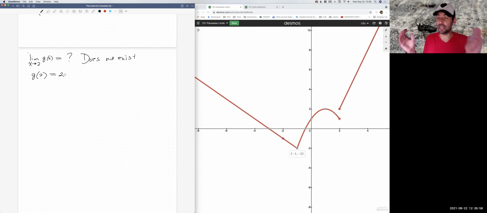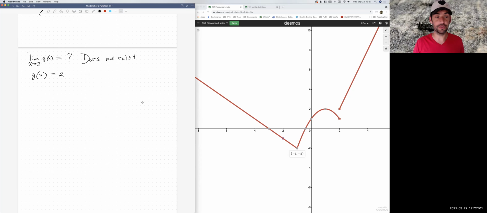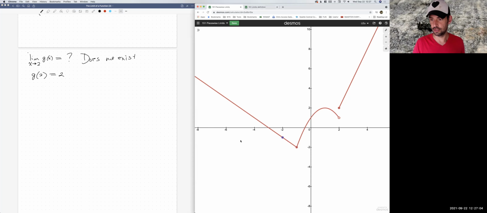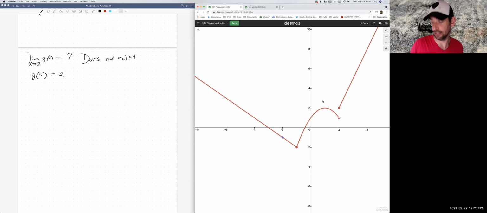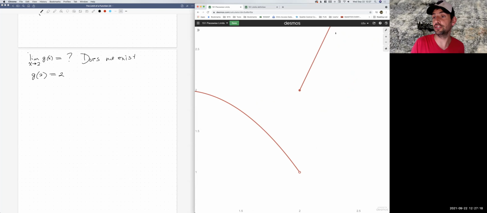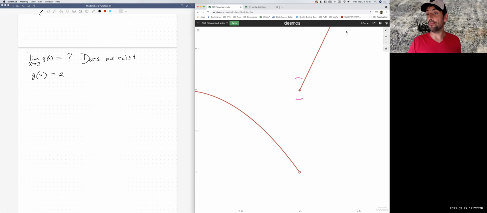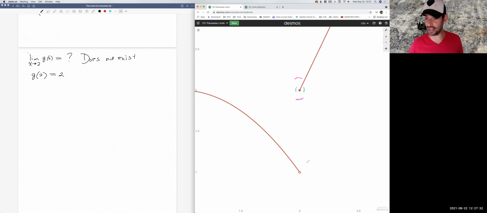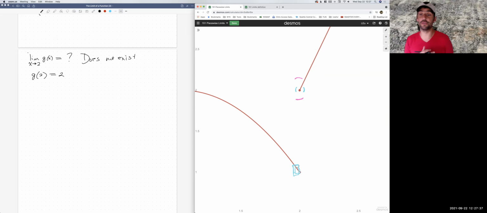But I can't put any interval around the x values that keeps the y values close to 2. Because if the challenge is made, let's zoom in here. If the challenge is made to keep the y values within this interval, no matter how small an x interval I come up with, I have a problem, because on the left-hand side, all of the y values are way below 2, well outside that interval that was challenged, right?